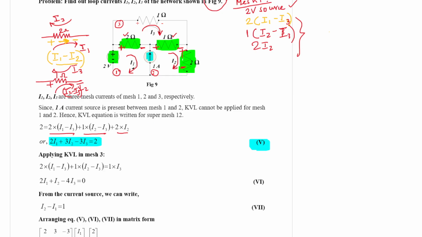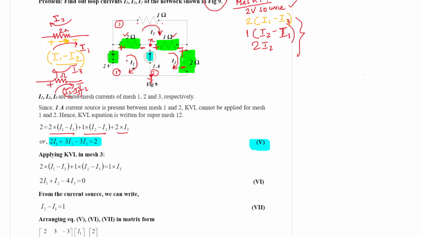Why? Because you know the current, 1 ampere, but you do not know the resistance of this current source. That is why you do not know the potential drop across this branch, across these two nodes. Let us say this node is X and this node is Y. You do not know Vxy because you do not know the resistance. You know the current, it is 1 ampere, but you do not know the resistance.